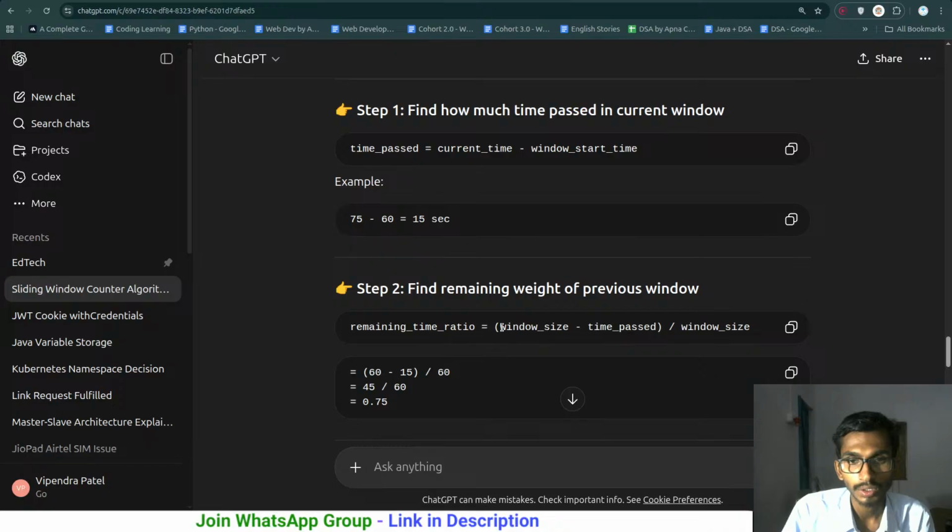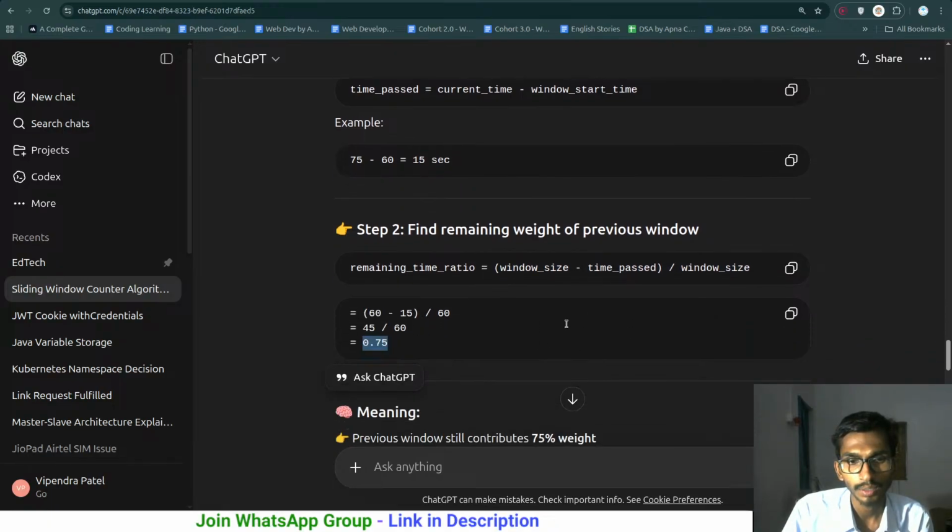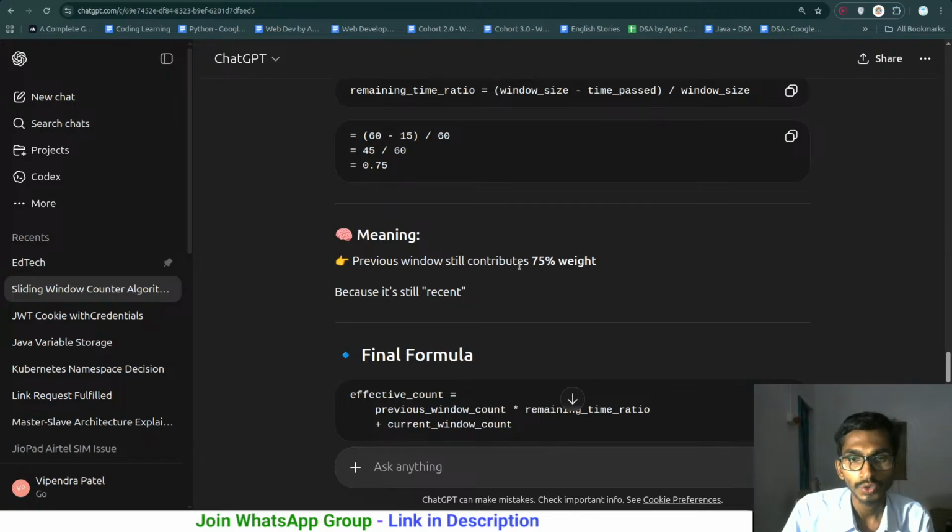This is going to be the weight of the previous window. So the remaining time ratio is window size minus time passed, divided by window size. Window size is 60. Time passed is around 15 seconds. Divided by window size, again 60, and hence it will be 0.75, meaning the previous window still contributes 75% of the weight, because it's still recent.